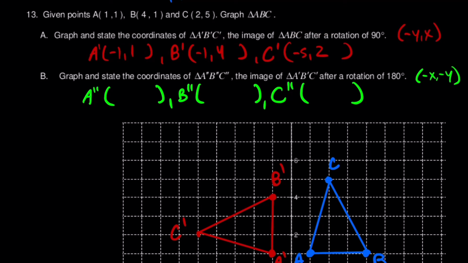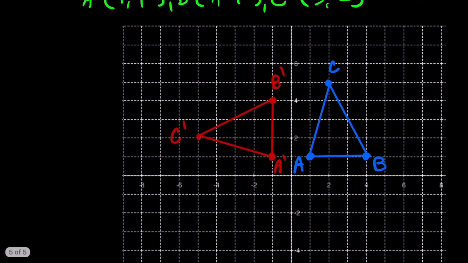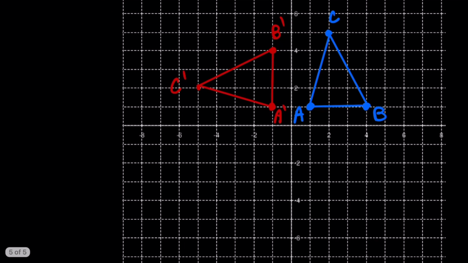So A double prime becomes 1, negative 1. B double prime becomes 1, negative 4. And C double prime becomes 5, negative 2. Then what I'll do is I'll plot these on the grid down below. Okay, so I have to scroll up a little bit. So A double prime is 1, negative 1 right here. B double prime is 1, negative 4. That's here. And C double prime is 5, negative 2. That goes there. And then just connect those.